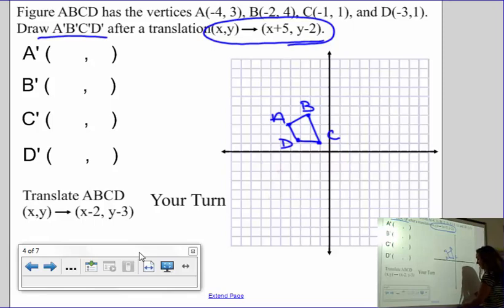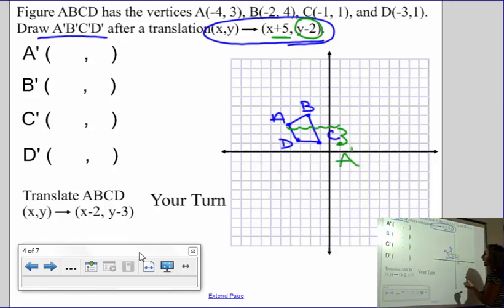So since it's on a graph, we'll start at A, okay? And since we're starting at A, it's going plus 5. So that means we're going to the right 5. 1, 2, 3, 4, 5. And then since it says minus 2 in the y direction, we're going down 2. Okay, so A prime ends up at that point there.